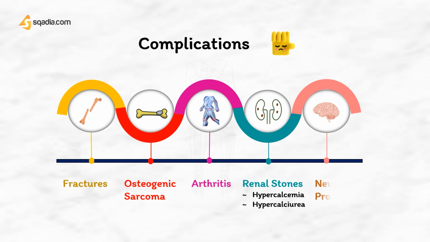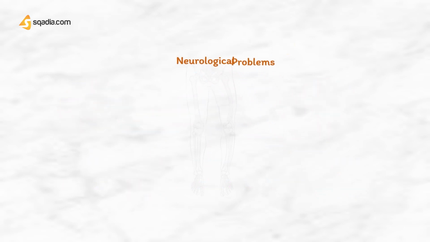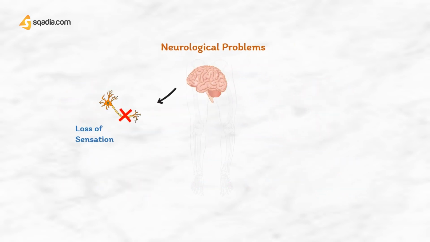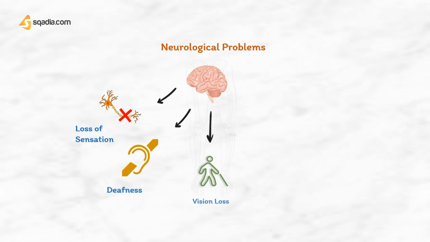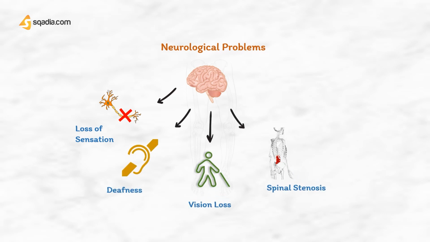Neurological complications are also seen, but they are very rare and include loss of sensation or movement due to cranial nerve compression, as nerves get compressed by disorganized and enlarged bones, deafness, vision loss, spinal stenosis, which is a condition characterized by narrowing of spaces in the spine which exert pressure on nerves leading to lower back pain. Last but not the least is spastic paraparesis, which is weakness and stiffness in the leg muscles.